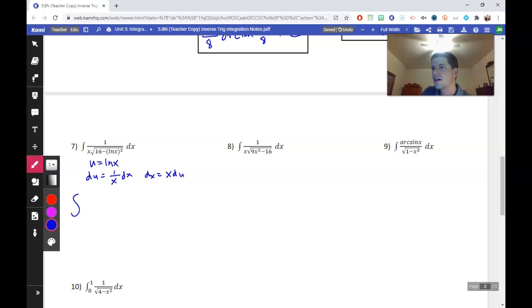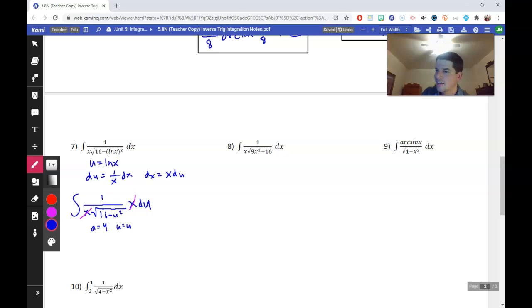So let's come back here then and substitute this out. So we get the integral of 1 over x square root of 16 minus u squared. Instead of dx, we're going to have x du. And so these two are going to divide out, which is perfect because what's left over is 1 over the square root of a squared minus u squared. So a is 4. U is u again.